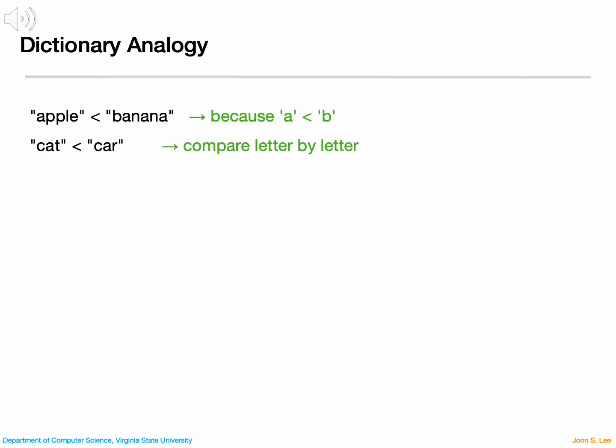Now let's look at the next example. Cat is less than car. This is false. Here's why. We compare letter by letter. First, C versus C, they are equal. Next, A versus A, they are equal. Then T versus R, now we see the difference. Since T comes after R in the alphabet, cat is actually greater than car. So remember, Python compares from left to right and stops at the first difference, just like a dictionary.